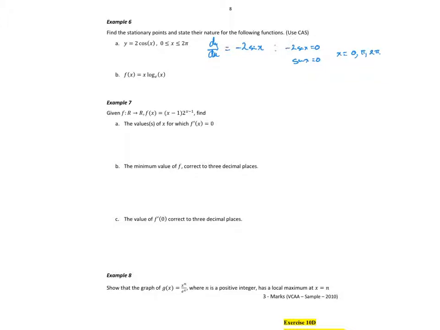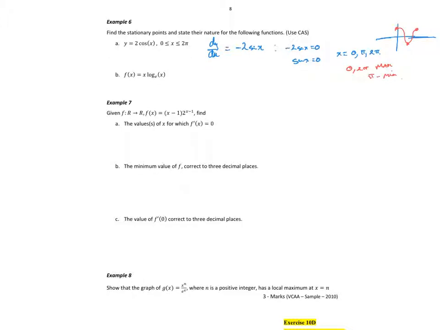All right, and if we did that graphically now, let's just make that a bit bigger. My cos graph looks like that. Okay, and we need to know turning points. We're saying the turning points are at 0, which is there, pi, which is there, and 2 pi, which is there. So clearly 0 and 2 pi are both maximums, and pi is a minimum.